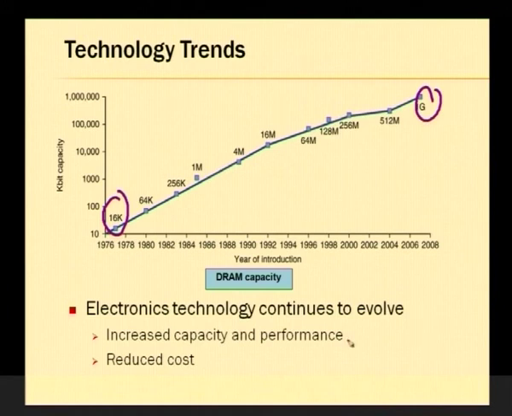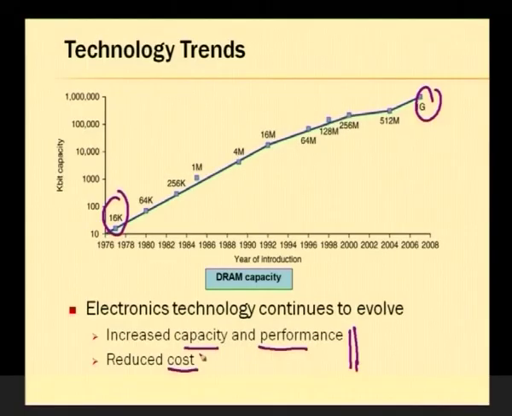And how has this been possible? Again, this has been possible because of the improvement in electronics technology. So we have increased capacity and performance at a reduced cost. These are two very prominent things that we need to remember about memory. With respect to technology improvements, the capacity has been increasing considerably, performance also has been increasing, but the cost has been reducing. So your performance per rupee or performance per dollar, or whatever unit you are measuring cost in, has been increasing like anything.